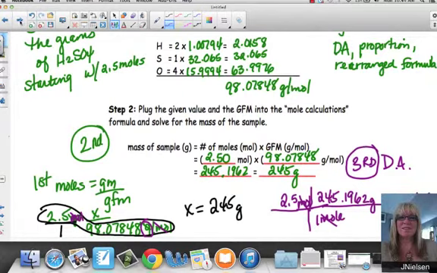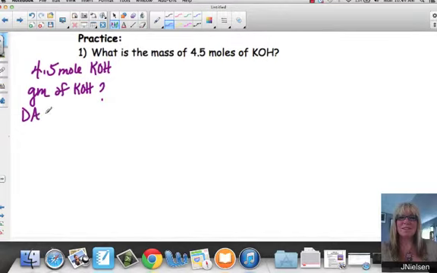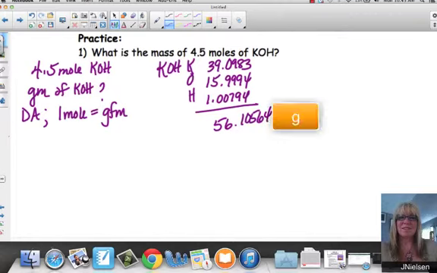So let's do some practice problems. What is the mass of 4.5 moles of KOH? So 4.5 moles KOH is my given. I need to find the given mass, and I'm going to solve it by dimensional analysis, using the conversion factor 1 mole equals the GFM. So I need the GFM of KOH. So I have 1 K, 1 O, 1 H. K was 39.0983. Oxygen was 15.9994. Hydrogen was 1.00794. We need the sum of that, and we get 56.10564, and that's grams.